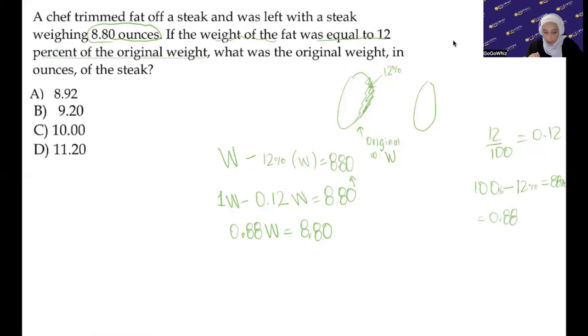If you want to do this quickly in your head, you can do that. Now I want to isolate W, so I'll divide by 0.88. So 8.80 divided by 0.88. I can multiply by a power of 10, and I end up getting that this is actually 10. So the original weight was 10 ounces, because when I took away 12% of that, I ended up with 8.80 ounces.